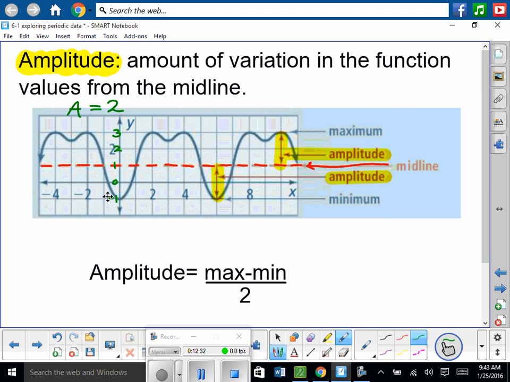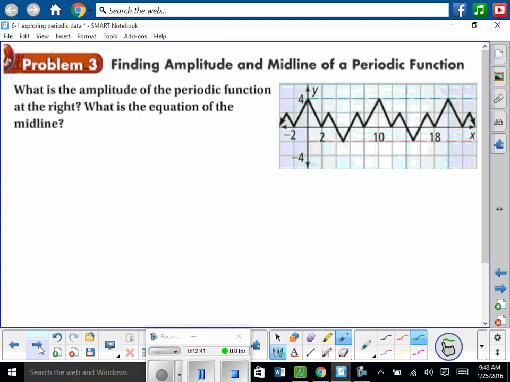So our amplitude's 2. To find where the midline is, I start at the maximum and go down 1, 2 units, and then I can draw in my midline. Does that make sense, everybody? Okay, let's do an example. So one example, then I'll let you work.